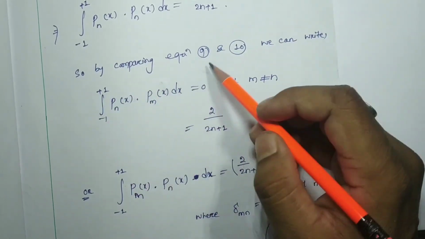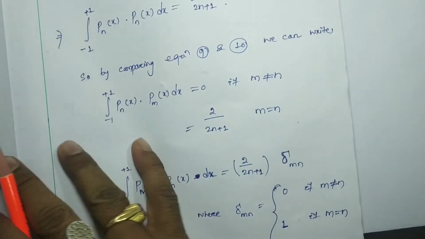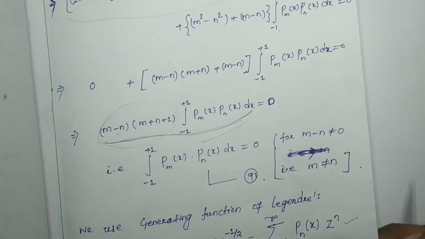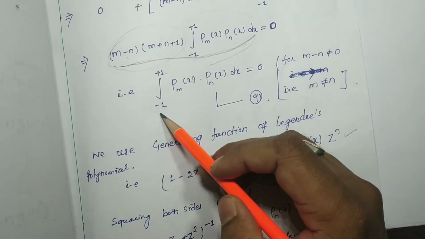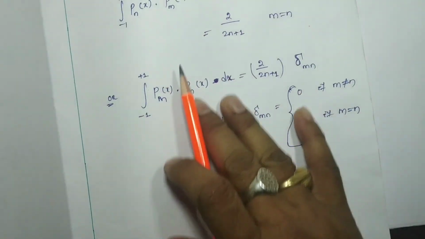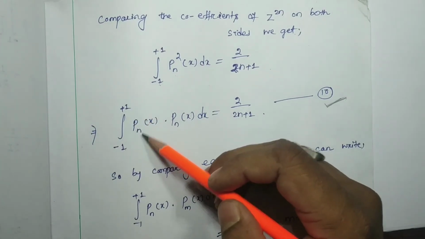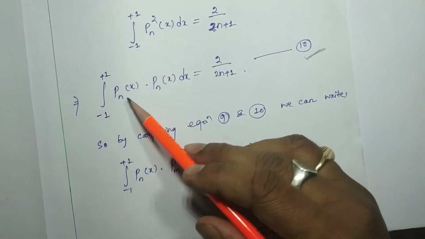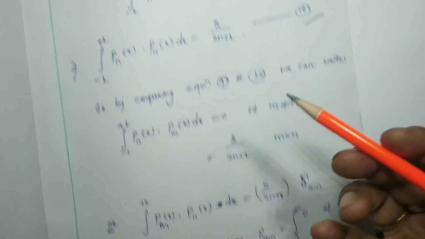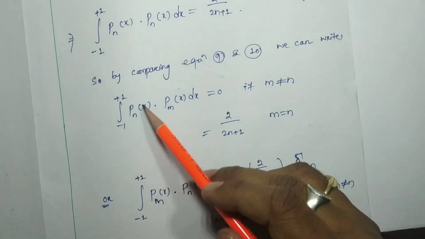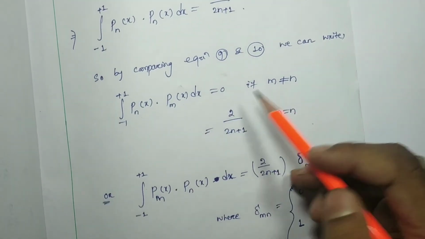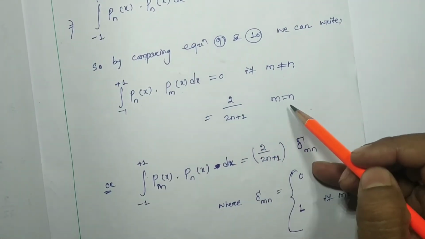So by comparing equation number 9 and 10: in equation number 9 we found integral from minus 1 to plus 1 of Pm(x) Pn(x) dx equal to 0, and here we found integral from minus 1 to plus 1 of Pn(x) Pn(x) dx equal to 2 by 2n plus 1. So by comparing 9 and 10 we can write integral from minus 1 to plus 1 of Pm(x) Pn(x) dx equal to 0 if m not equal to n, equal to 2 by 2n plus 1 when m equal to n.